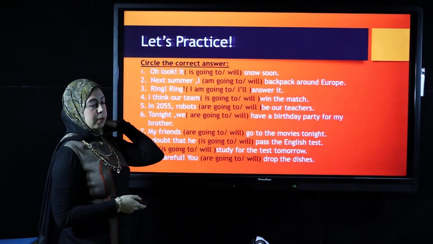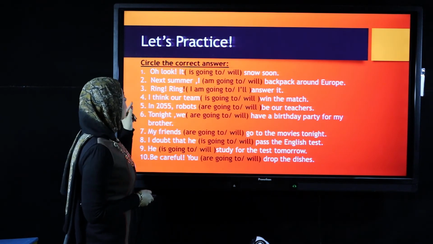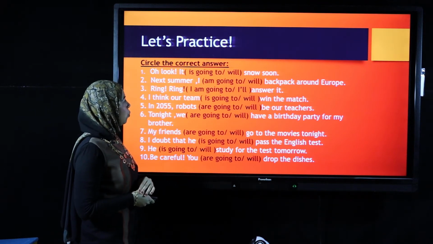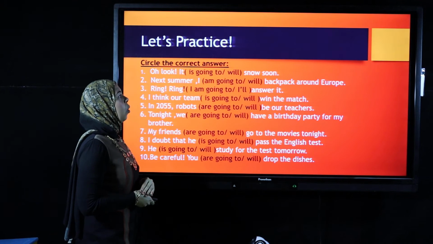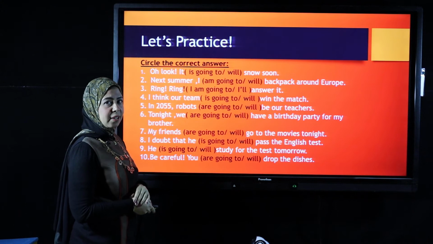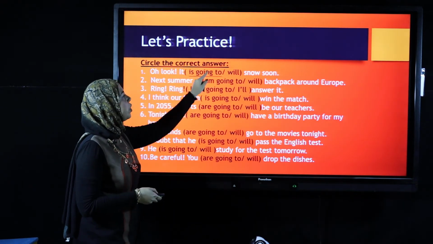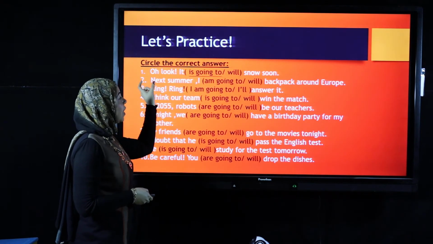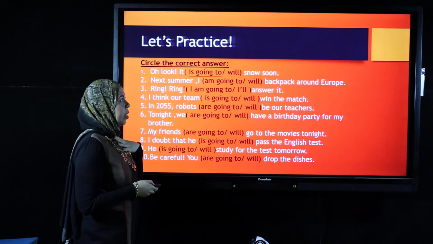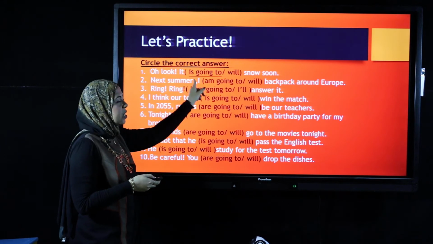Now let's practice. Circle the correct answer. Number 1. Oh, look, it is going to or will snow soon. Who can tell me what is the answer? Yes, correct. Actually, it's going to be "is going to," because here we have a sign, it's freezing. And look at the sky. So this is the sign that I have, so we are using "is going to."